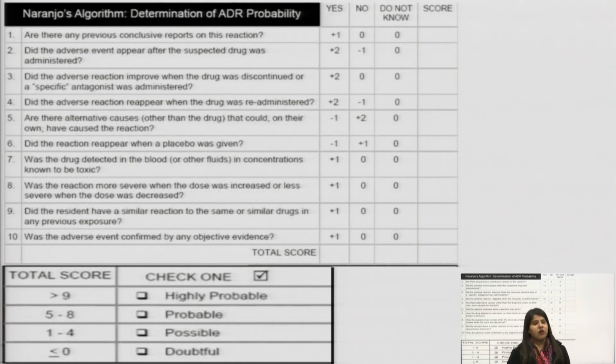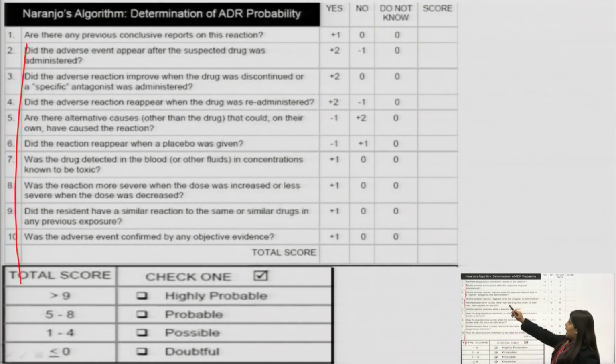Naranjo's algorithm, as you can see, has 10 questions. Whatever the answer is, you have a score. If the answer is yes, you have a score. If the answer is no, you have a score. If the answer is that I don't know, then you also have a score. To each question you answer, and then you do a total. Whatever number you get, you check it in this scale. It is not complex because it is very easy to use, and that is why it is being used.